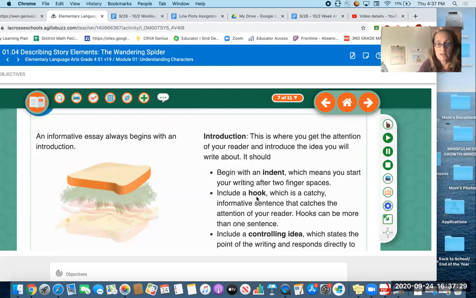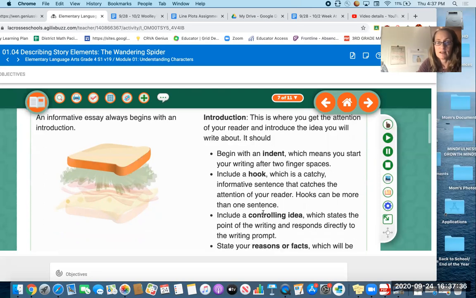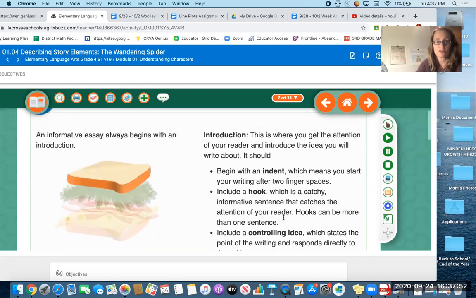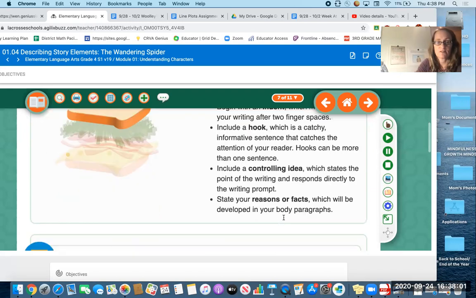You're going to want to include that hook, which is a catchy, informative sentence that catches the attention of the reader. And we've got the controlling idea, which states the point of the whole writing. It responds to the prompt that we will be doing later together. And then you're going to state briefly the reasons or facts that are going to be developed later in the paragraph. For right now, I just want you to be thinking about the introduction, because we will be writing an essay. We're going to take it part by part. I'm just giving that background knowledge of what an introduction looks like and sounds like.